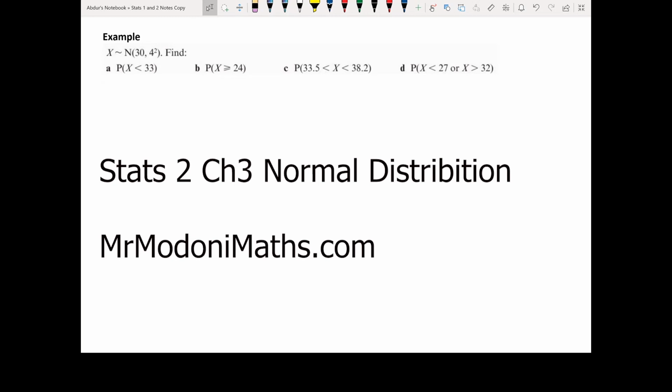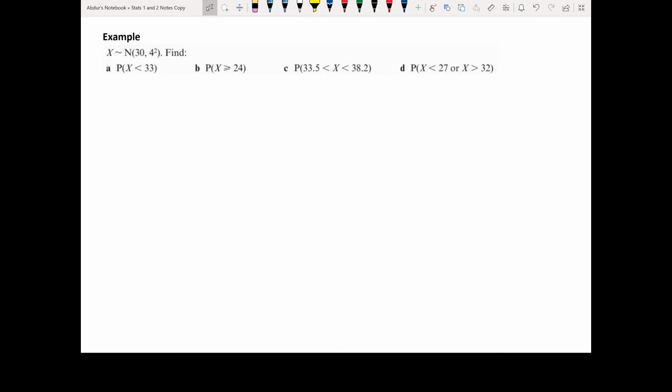In this example, we'll look at how we apply the normal distribution and how we use the normal cumulative distribution function on our calculator. So the question says that x is a random variable which can be approximated by a normal distribution with a mean value of 30. So 30 is our mean, and with a variance of 4 squared, i.e. sigma squared is equal to 4 squared.